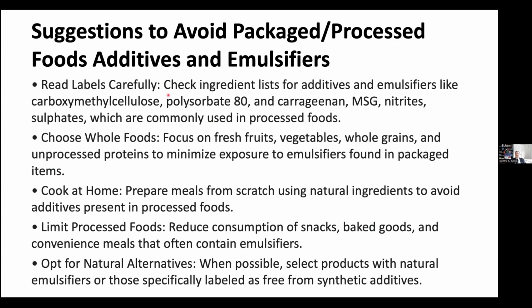Read labels carefully. Check ingredient lists for additives and emulsifiers like carboxymethylcellulose, polysorbate 80, carrageenan, monosodium glutamate, nitrates, and sulfates, which are commonly used in processed foods. Choose whole foods. Focus on fresh fruits, vegetables, whole grains, and unprocessed proteins to minimize exposure to emulsifiers. Cook at home. Prepare meals from scratch using natural ingredients. These are suggestions to patients, of course. Limit processed foods. Reduce the consumption of snacks, baked goods, and convenience meals that often contain emulsifiers, and opt for natural alternatives.